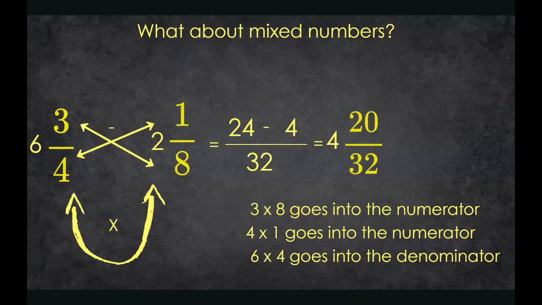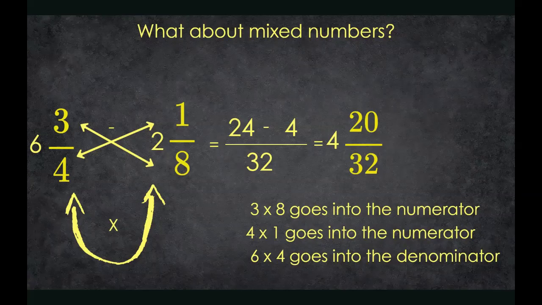Then the last thing we do is we just subtract or add our whole numbers. 6 minus 2 is going to give me 4. So now I have 4 and 20/32. We need to simplify this. We cannot just leave it as 20/32.